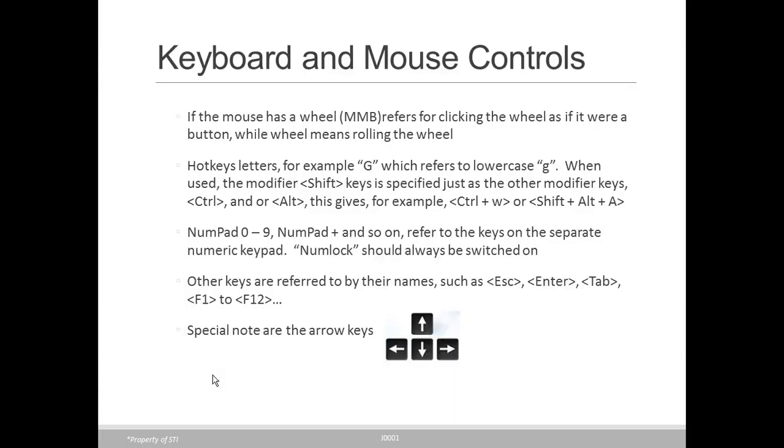Hotkeys are discussed by letters, for example G, which refers to lowercase g. When used with the modifier Shift, the key is specified just like the other modifier keys, Control and Alt.